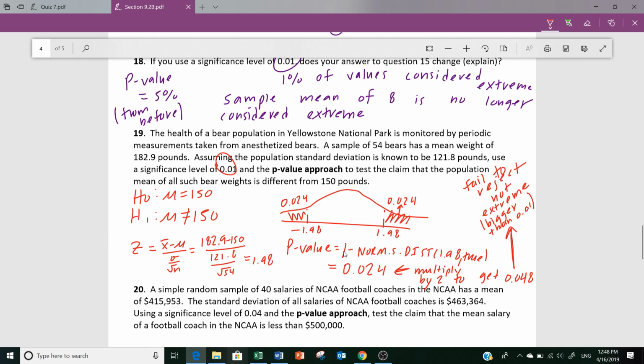So you got negative 1.147. It's a left tail test, so you just do norm.s.dist of negative 1.147. Exactly. You would have rejected it.